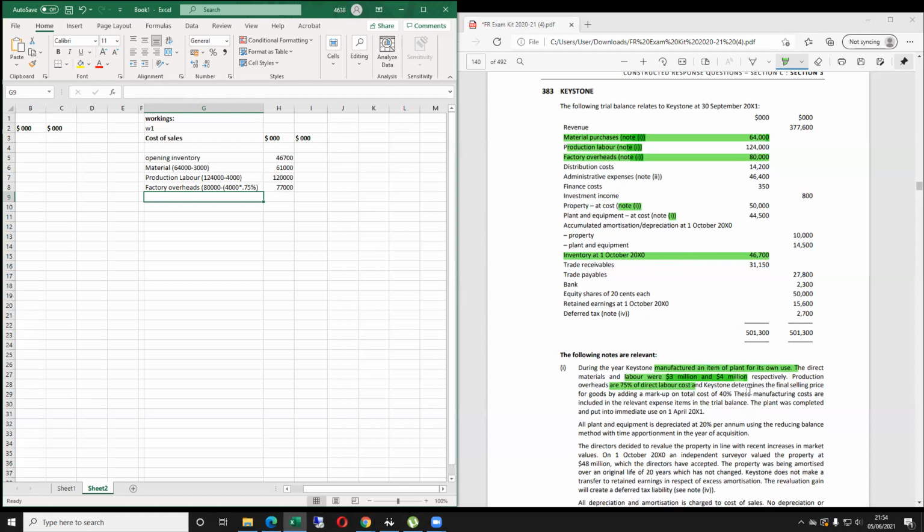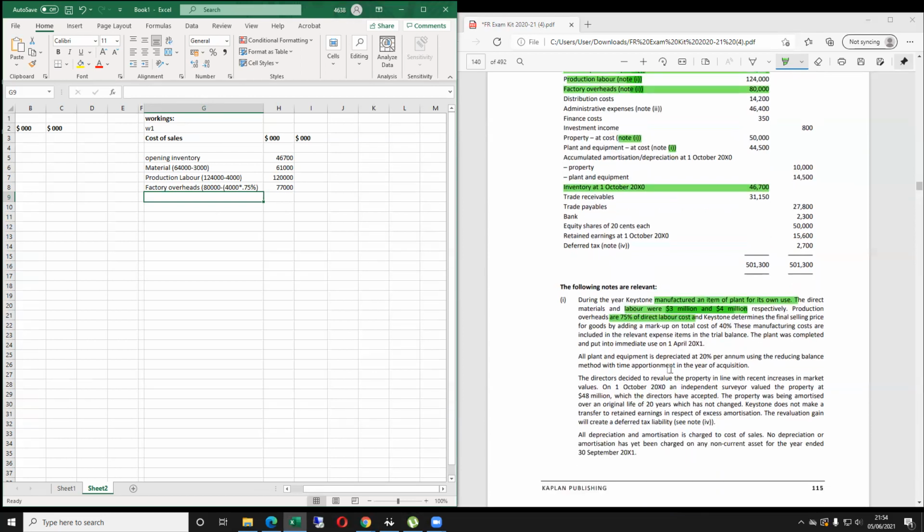The next one says Keystone determine the final selling price for the goods by adding markup of 40% of the cost and including the relevant expenses in the trial balance. The plant was converted into this. So we'll take this one later. Let's go to the next one because we need to adjust. There are more entries to come in the cost of sales. It's not finalized yet.